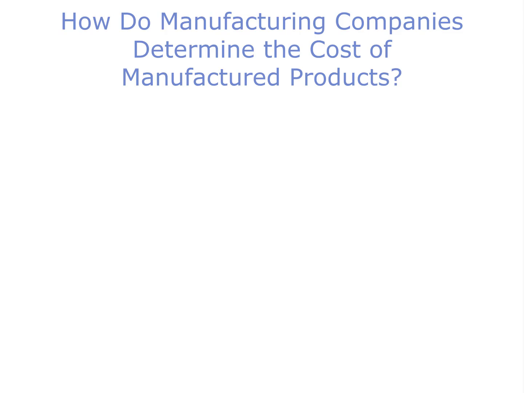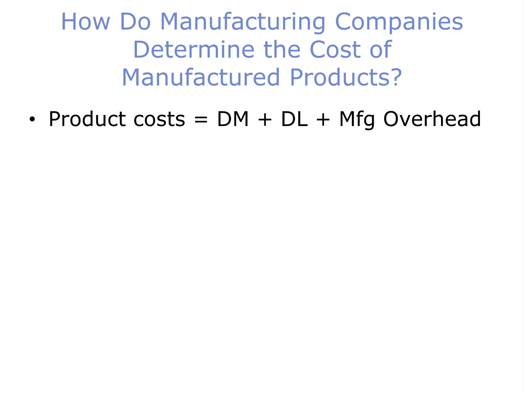Now we will turn our attention to manufacturing companies. A company that sells products needs to set a price for their product. For example, Linda Lou's lemonade stand wants to know how much they should charge for a glass of lemonade. Before they can determine that, they need to know how much it costs to make the lemonade. Linda Lou knows that product cost consists of direct materials, direct labor, and manufacturing overhead.